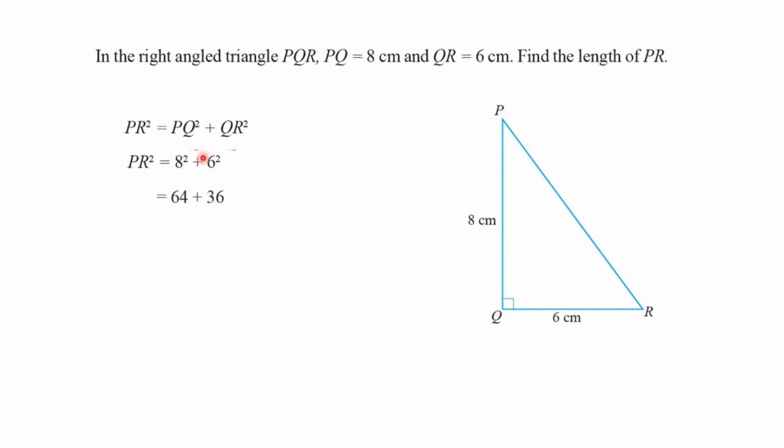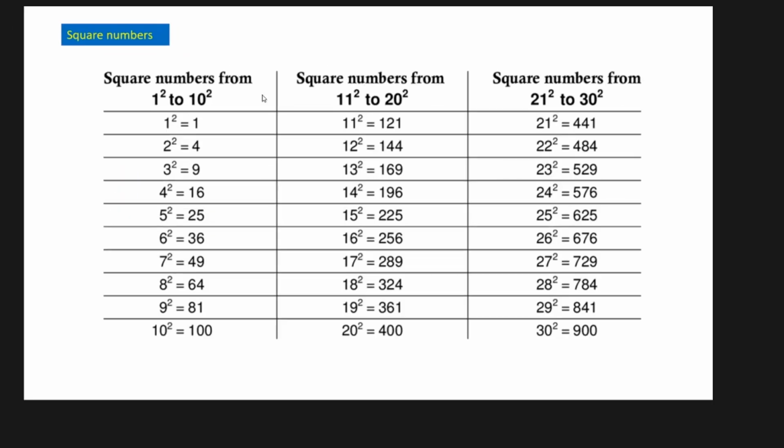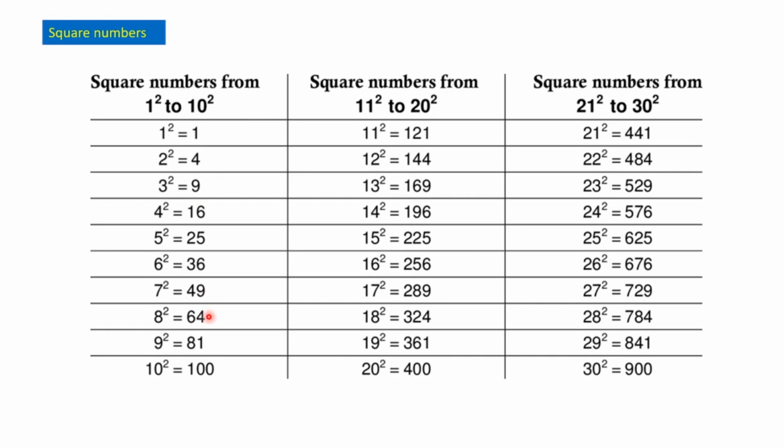Then 64 plus 36 is 100. Then what are you supposed to do? Get the square root of either side for finding PR. If you want to find the square root of 100, I think it is better to go with this table. So what's the square root of 100? It is 10.